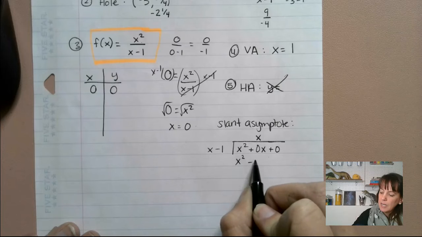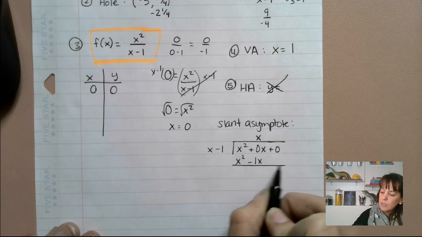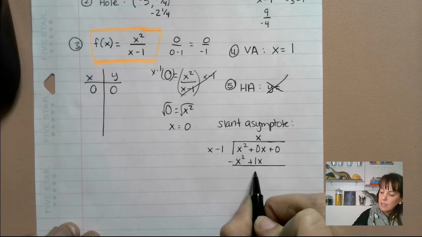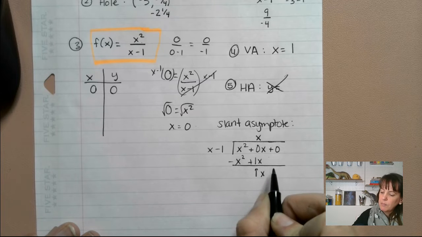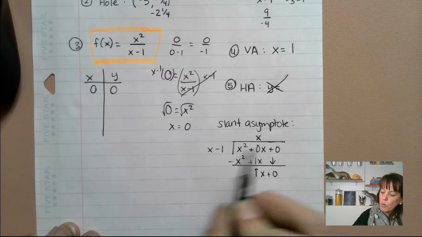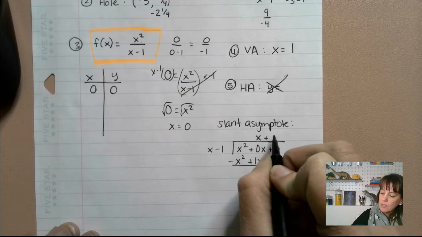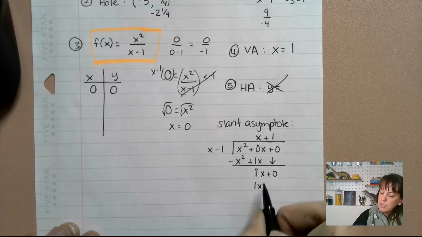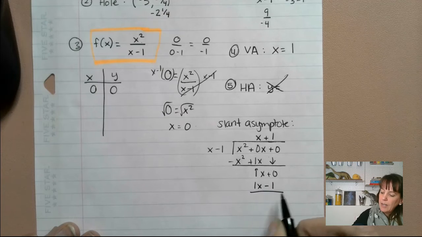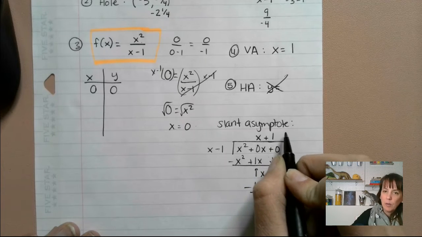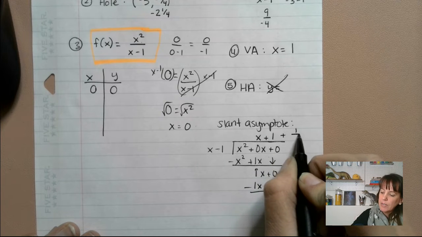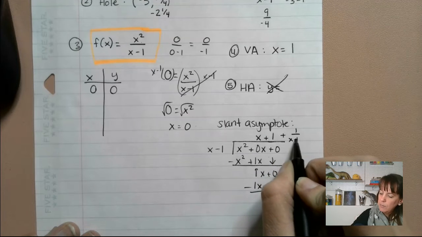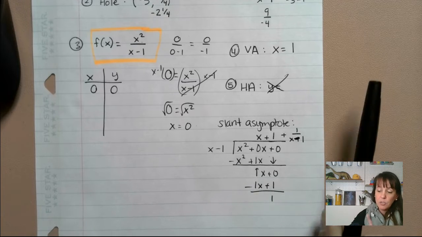x times negative 1 gives me negative 1x. Change my signs, add, and we get 1x, and then bring down plus 0. What do I need to multiply x by to get x? Positive 1. 1 times x is 1x. 1 times negative 1 is negative 1. I'm going to change my signs. I have a remainder of positive 1. I don't care about the remainder. Technically you would write it as positive 1 over x minus 1, but I actually don't really care about that right now.